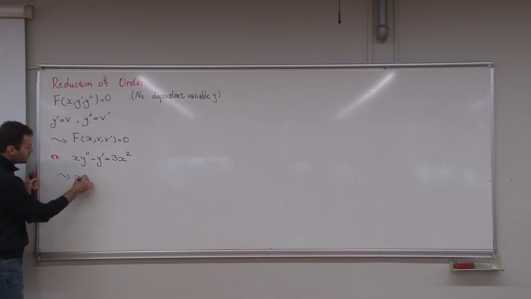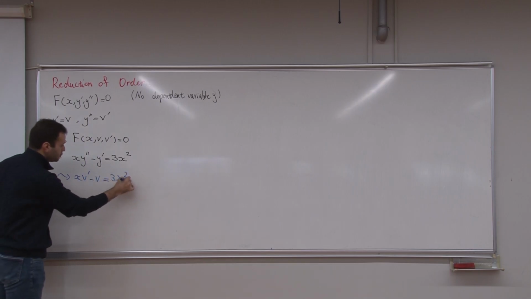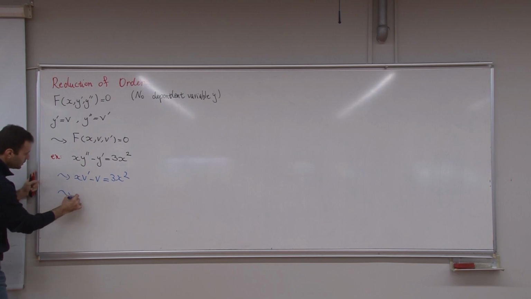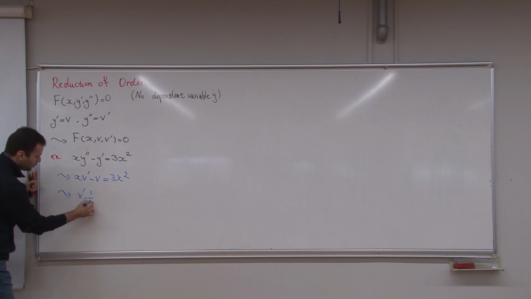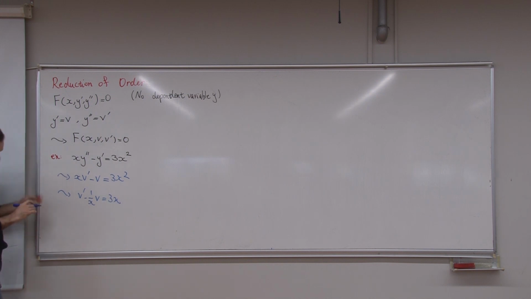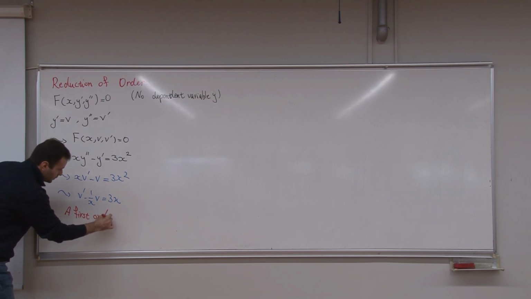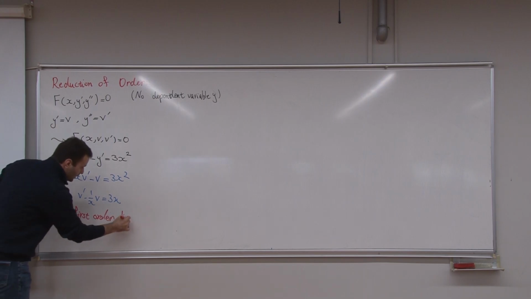I have x v prime minus v equal to 3x to the power of 2. Look at this. What do I have here? v prime minus 1 over x v equal to 3x. What is this? A first order linear non-homogeneous equation.